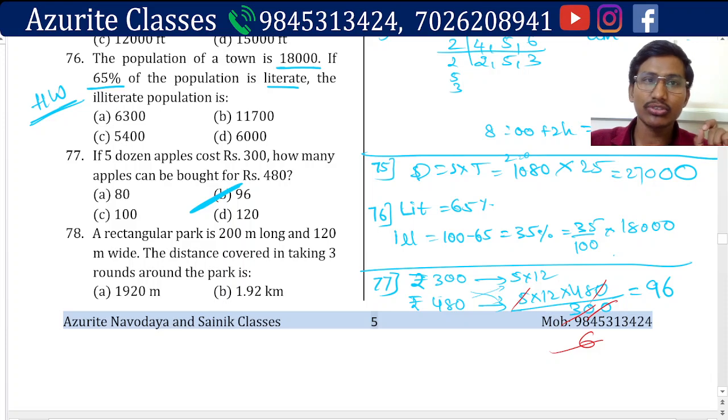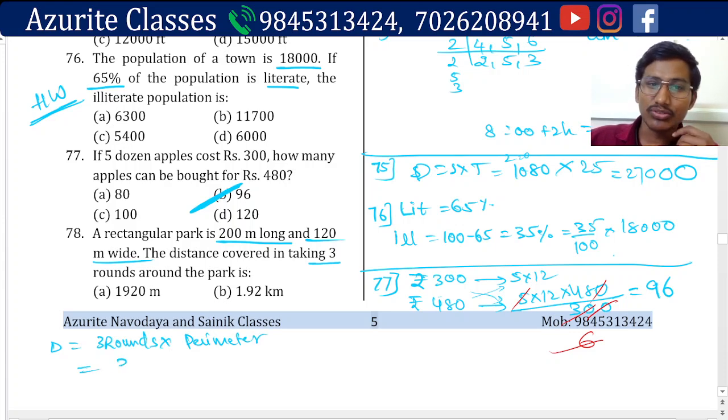So what is the 78th question here? The rectangular park is 200 meters long and 120 meters wide. The distance covered in taking 3 rounds will be 3 rounds into the perimeter, right? So 3 into perimeter, where the perimeter formula is 2 into (L plus B). So I will directly write 2 into (L plus B) here.